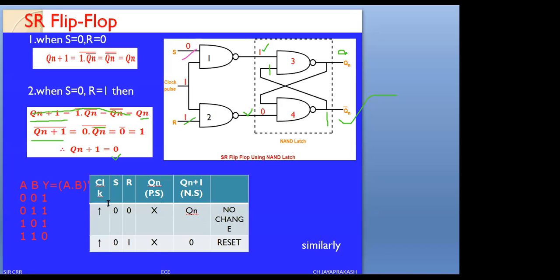A into B whole bar. Based upon this equation, in place of A we are having S, and in place of B we are having R. Or else, you can check with respect to NAND gate 3 or NAND gate 4.